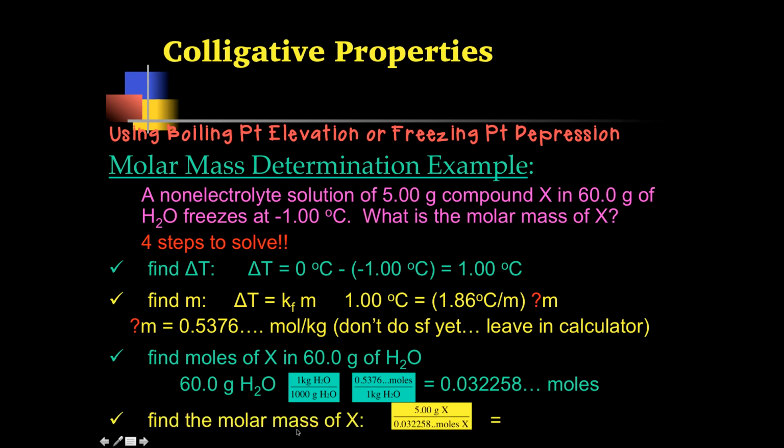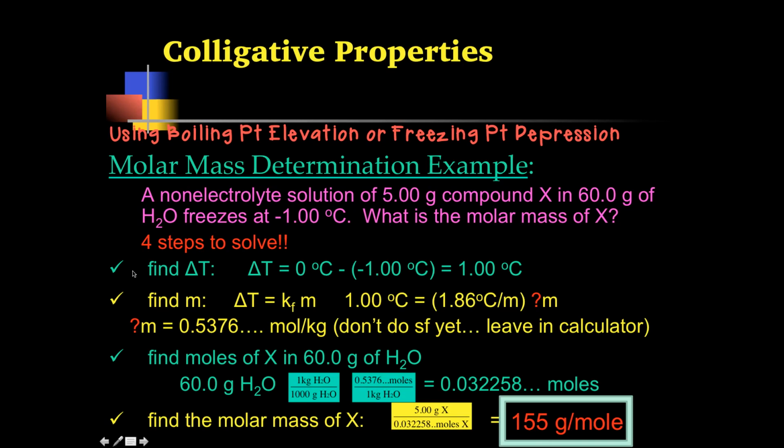So now I can find the molar mass. 5 grams of X divided by my 0.032258, whatever, moles of X. Divide that out. That will give you your grams per mole. So then now as a lab technician, as a chemist, I could look in a database of which compounds in the world have a molar mass of 155 grams per mole. And then I could use observations and other properties to match it and figure out the identity.